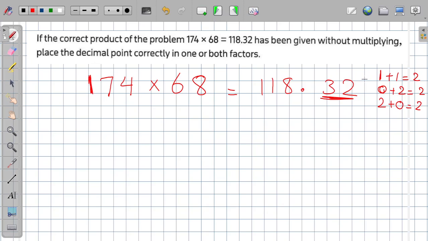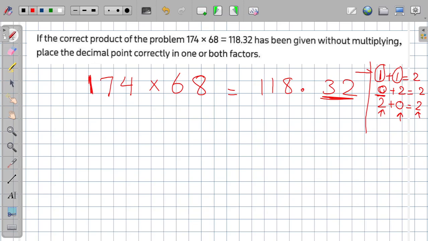What does this mean? This means that I can put 1 decimal place in the first number and 1 decimal place in the second number to get 2 decimal places in the result. Or maybe I will not have any decimal places in the first number, and I will have 2 decimal places in the second number to get 2 decimal places in the result of the operation. Or maybe I can get 2 decimal places in the first number and no decimal places in the second number to get 2 decimal places in the result. So how can we do that?